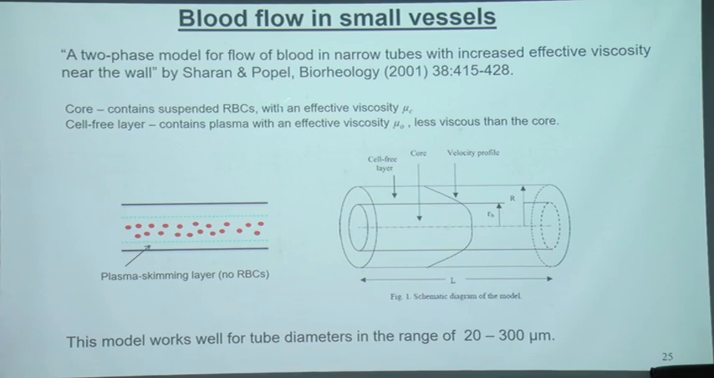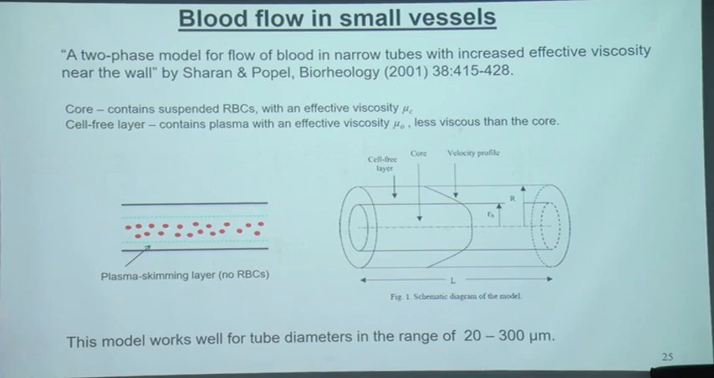In this paper, the tube size of interest is in the range of about 20 to 300 microns, so these are small vessels. Because of the size of the vessels, the presence of the cells, especially red blood cells, needs to be considered. In this well-known theoretical work, they described a two-phase model for flow, dividing the flow region inside the channel into two zones. One is the core.